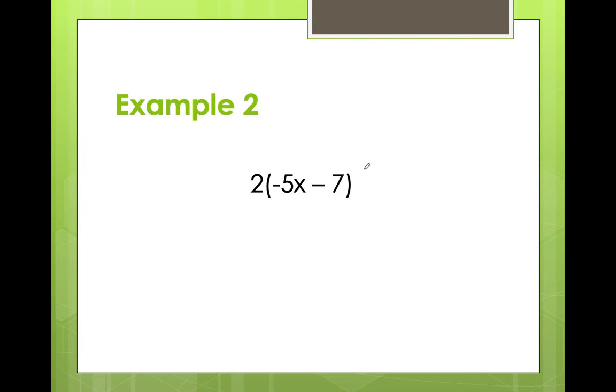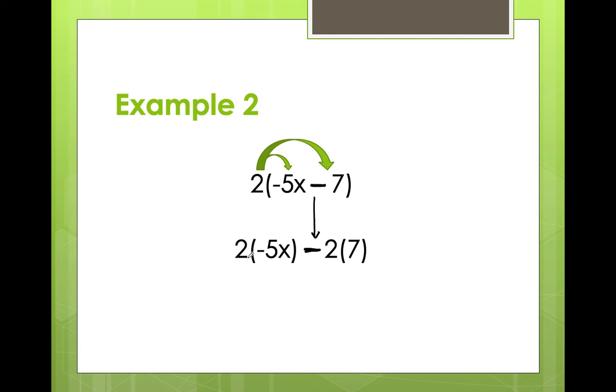Let's take a look at the second example. 2 times the quantity negative 5x minus 7. So first you're going to multiply 2 times negative 5x and 2 times 7, making sure that when you do this, you bring down the subtraction sign that's in between the two terms inside of the parentheses. So be careful, make sure you put a minus sign when there's a minus sign, and for the first example it was an addition sign, so make sure you pay attention to what sign goes there.